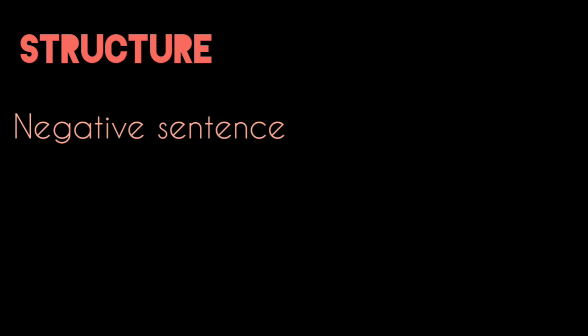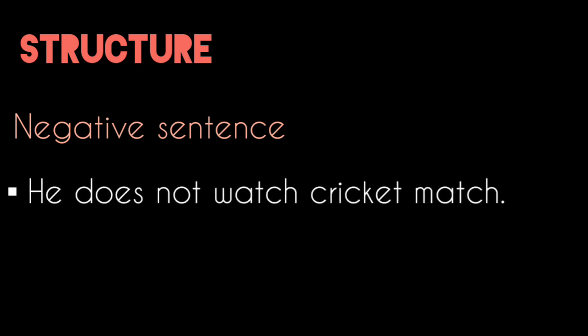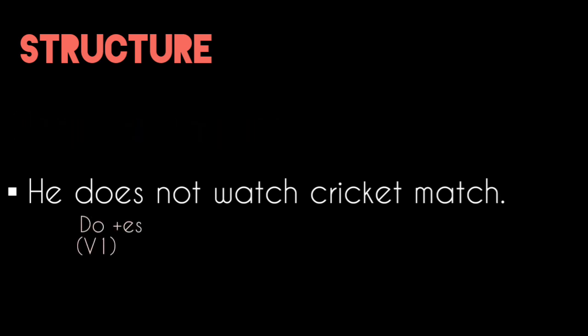Now let us take an example of a negative sentence. He does not watch cricket match. As do is the first form of the verb, we will use es with do and it will become does. He does not watch cricket match.